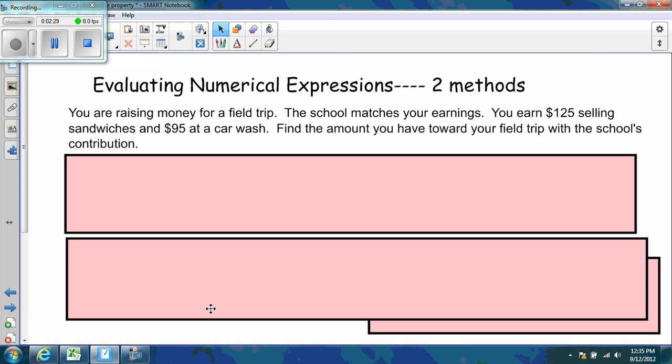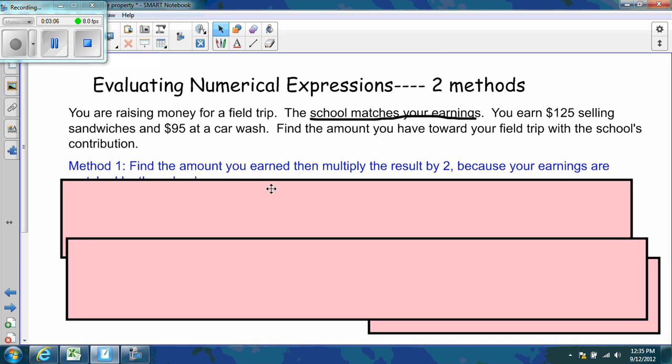So let's go over the two methods that you can use to solve a problem using the distributive property. So you're raising money for a field trip. The school matches your earnings. So whatever you make, they're going to give you that same amount too. So they're doubling it. So you earn $125 selling sandwiches and $95 at a car wash. Find the total amount you have put towards your field trip, including the school's contribution. So remember, the school matches your earnings.